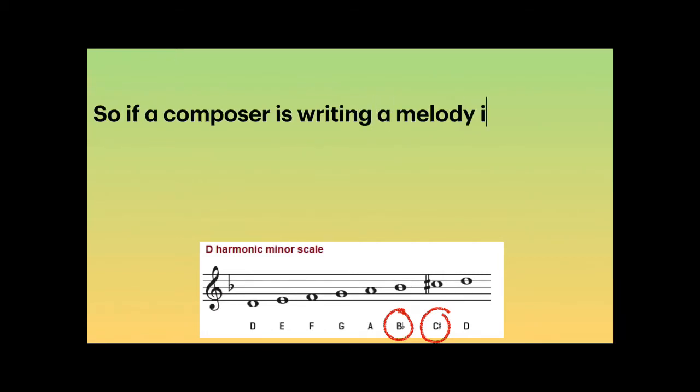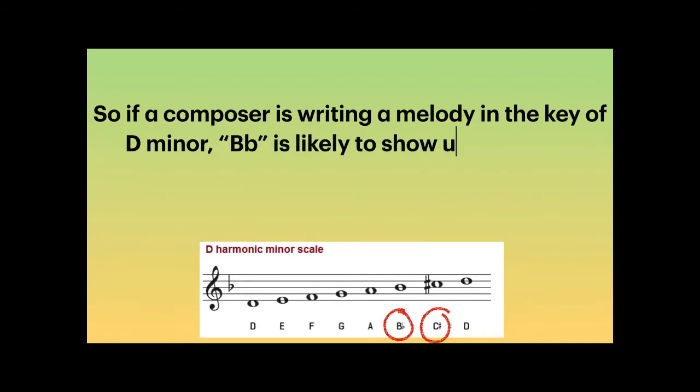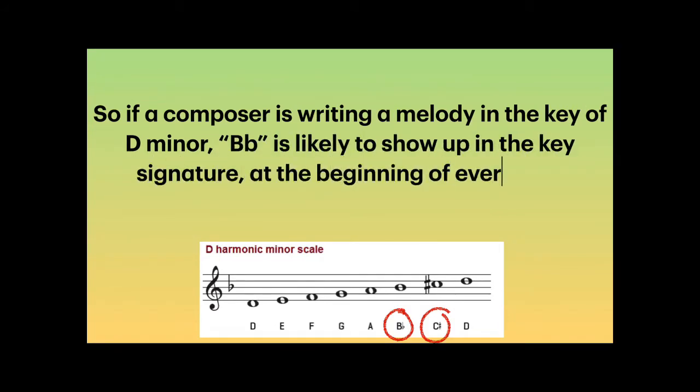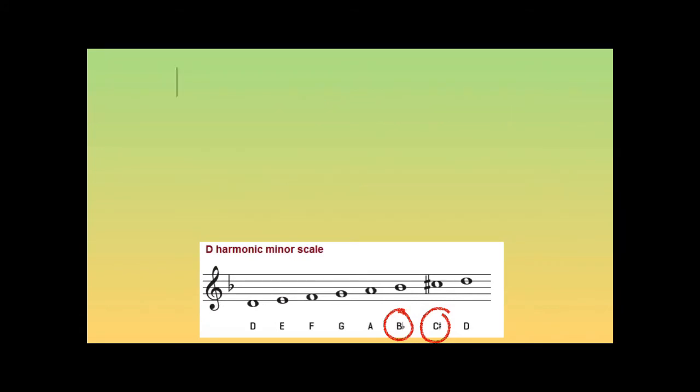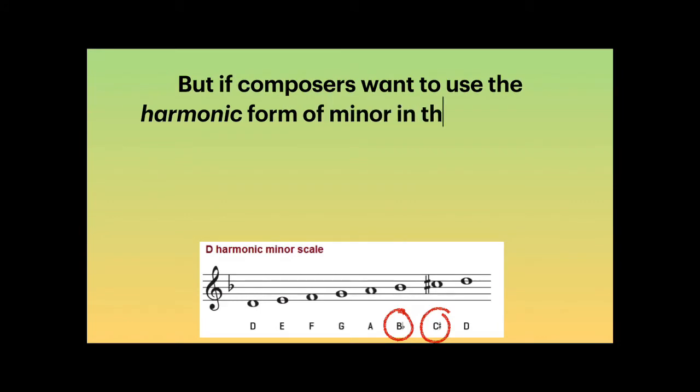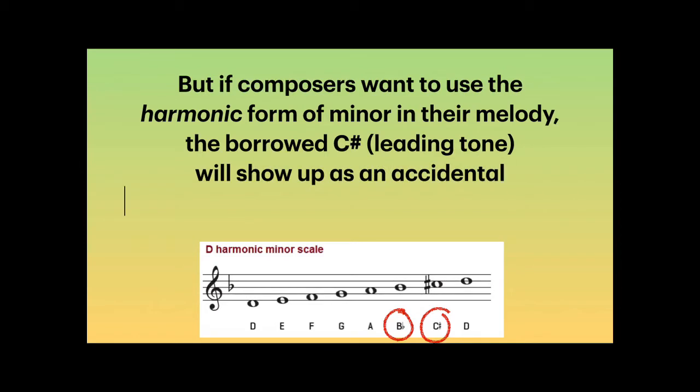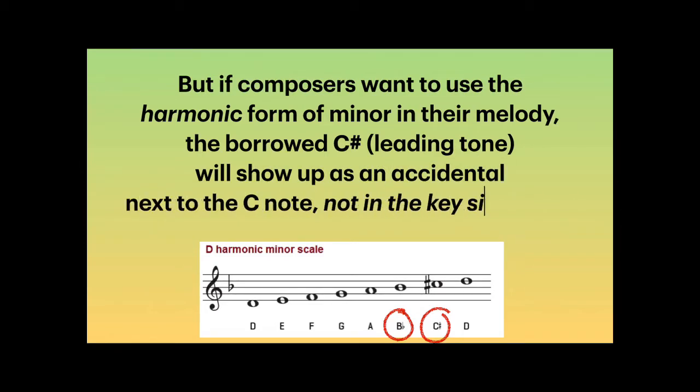So if a composer is writing a melody in the key of D minor, B flat is likely to show up in the key signature at the beginning of every line. But if composers want to use the harmonic form of minor in their melody, they borrow the C sharp leading tone. It shows up as an accidental next to the C note, not in the key signature.